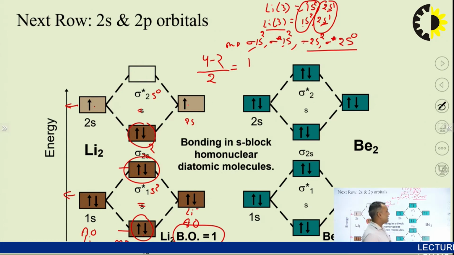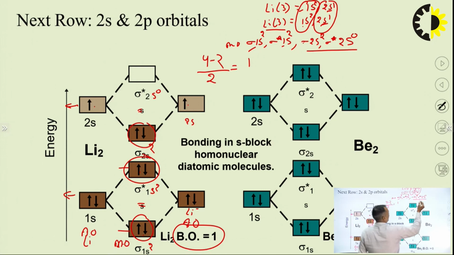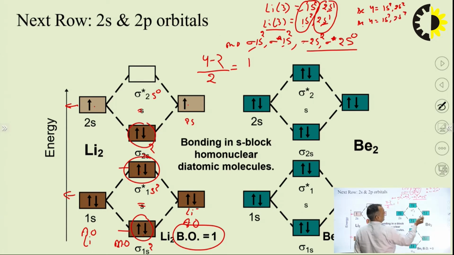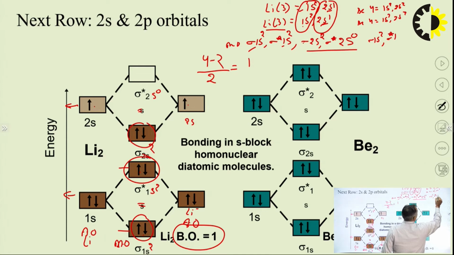In the case of beryllium, you can just do it yourself. The total number of electrons is 4. So for beryllium, the atomic number is 4, and this can be represented as 1s2, 2s2. Another beryllium can be represented as 1s2, 2s2, and its configuration can be written as sigma 1s2, sigma star 1s2, sigma 2s2, sigma star 2s2.